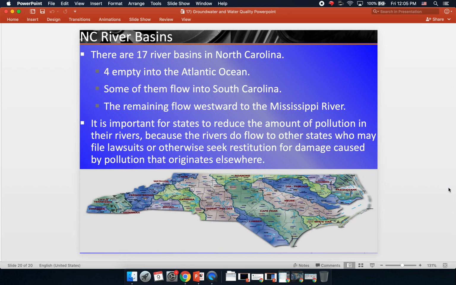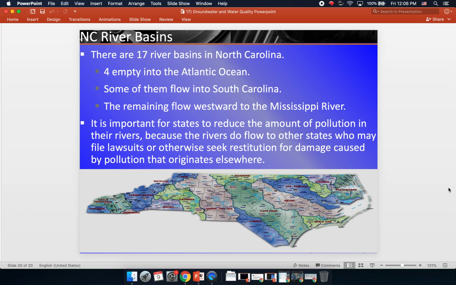So it's important for states to reduce the amount of pollution in rivers, not just for the sake of their own state, but also because it can pollute other states as well. It's not just enough to keep your state clean. It's important to make sure you're keeping other ones clean too. And that's the thing about our political boundaries between states and countries and so on. It's just artificial. There's not actually a boundary containing anything. The land is all still joined together.